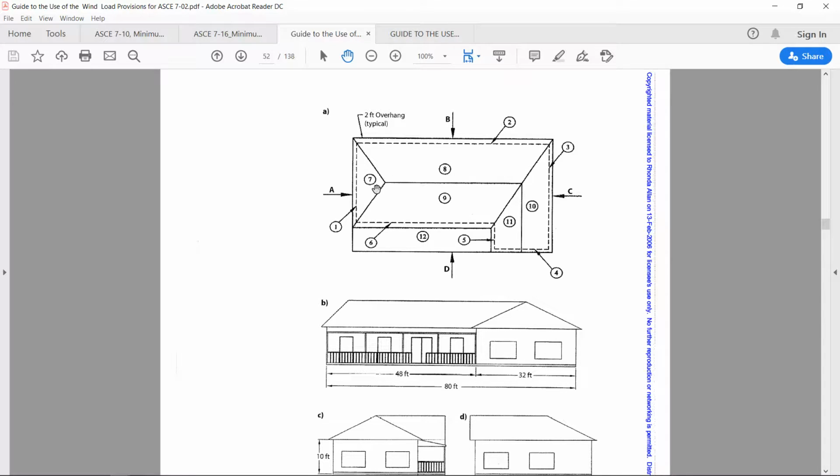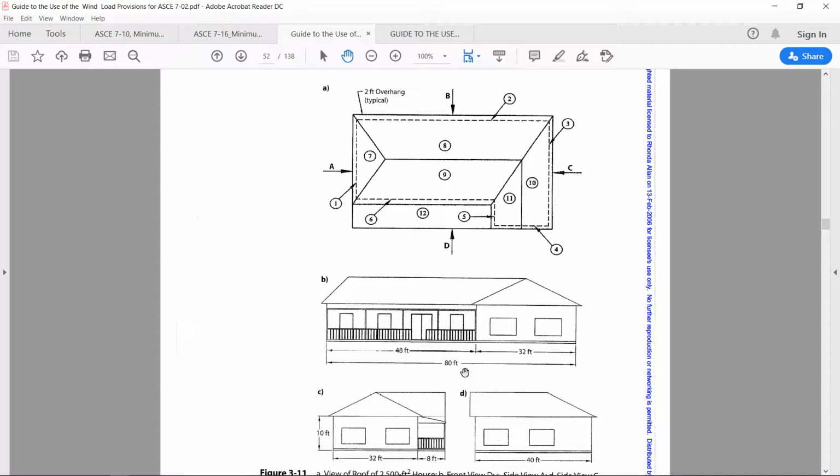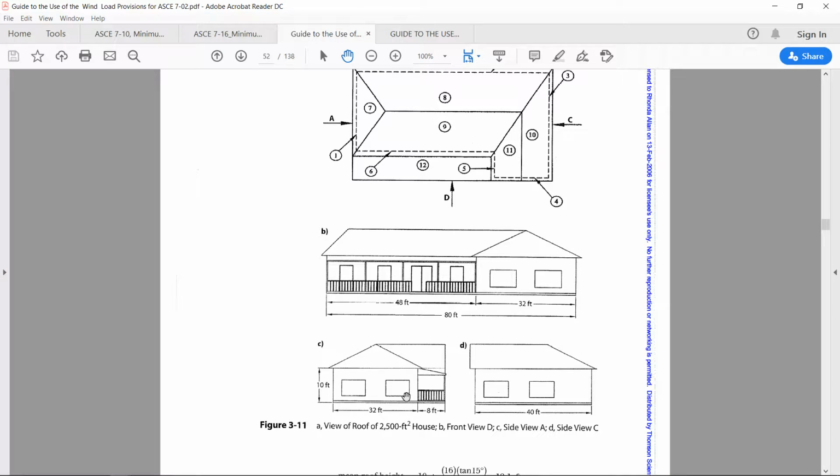And these areas like 7, 8, 9, 10, 11, etc., are the roof areas. And 2 feet overhang is shown all around the building. And this is the porch area. Area number 12 is the porch area. This building is overall 80 feet long, and from this point to this point, the width of the veranda is 48 feet, and this side is 32 feet, and the sides are like this, 32 and 8 and 40 feet.